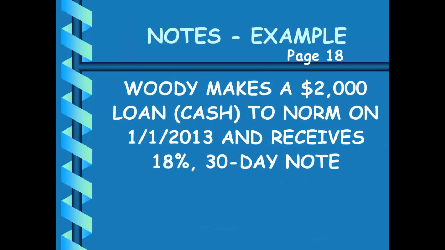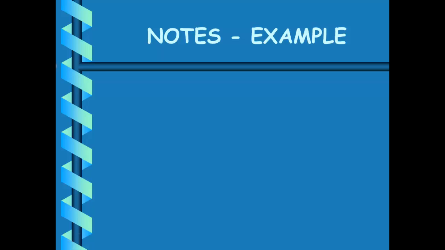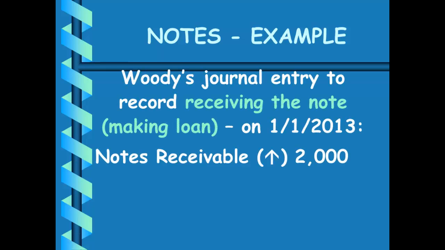Let's do an example. We loan $2,000 to Norm, January 1st. Norm signs an 18% 30-day note. Now, I am the lender, not the borrower. I am loaning Norm $2,000. Make the journal entry, please, whenever I make that loan to Norm. What do I have more of? Notes receivable is an asset, and assets go up with a debit. Good. What do I have less of?